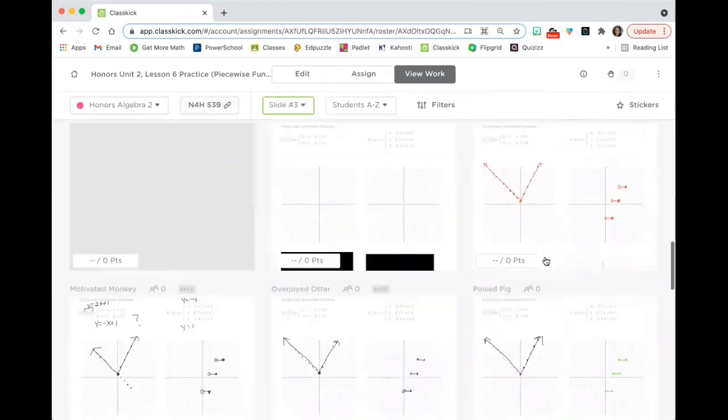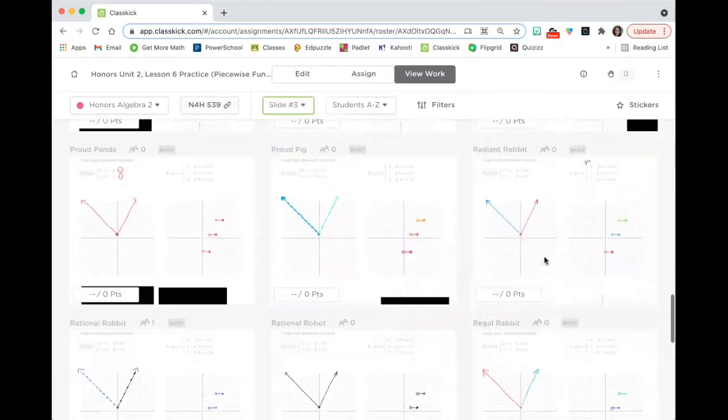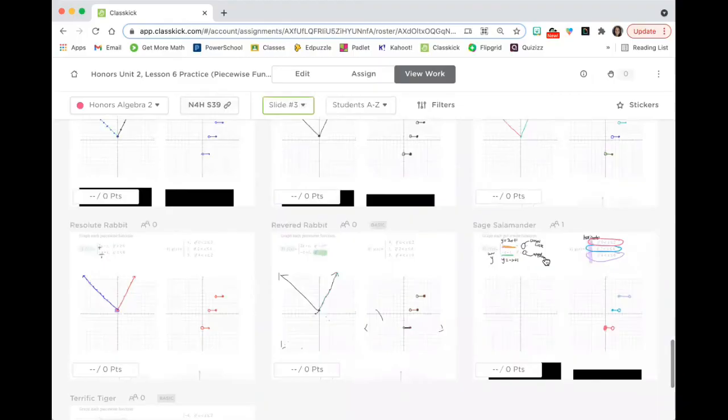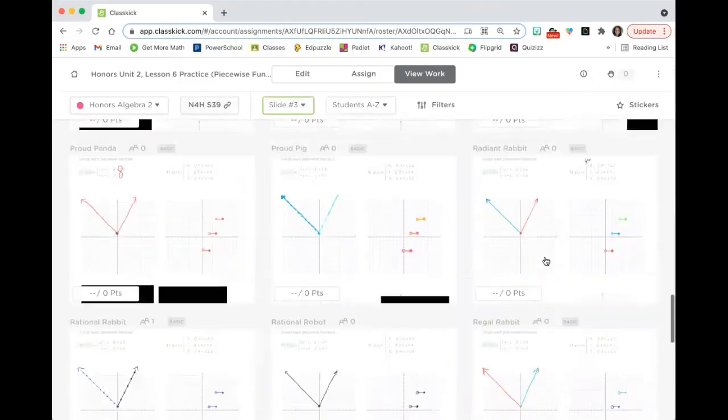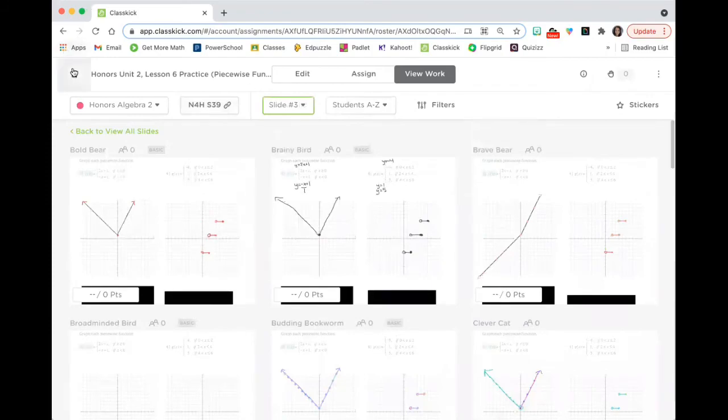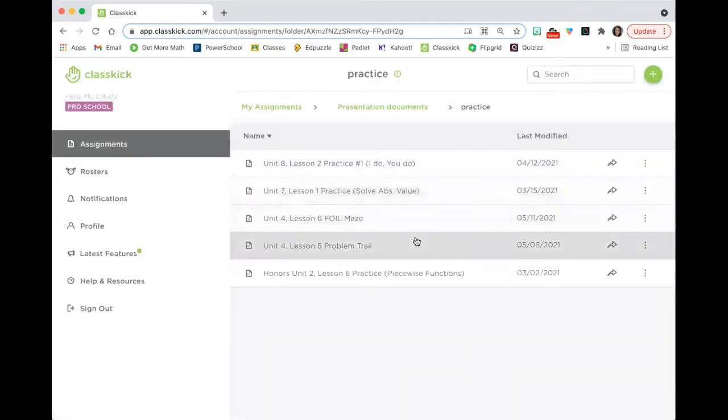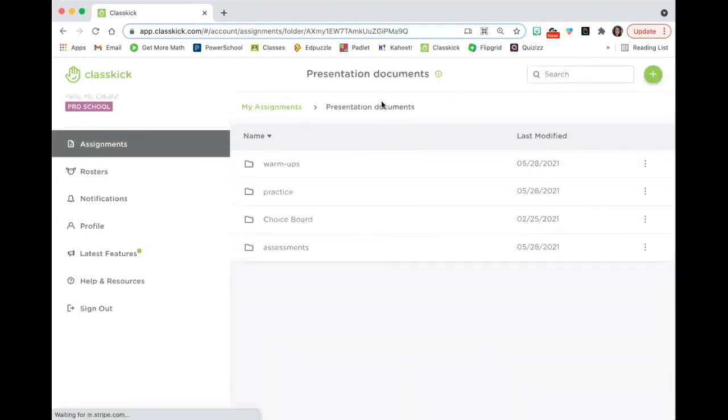And if I see a lot of people making the same mistake, obviously I can just stop the class and go over that. Or if this had been a homework assignment, I would know what to go over with students at the beginning of class, since I'm able to see their work in real time.